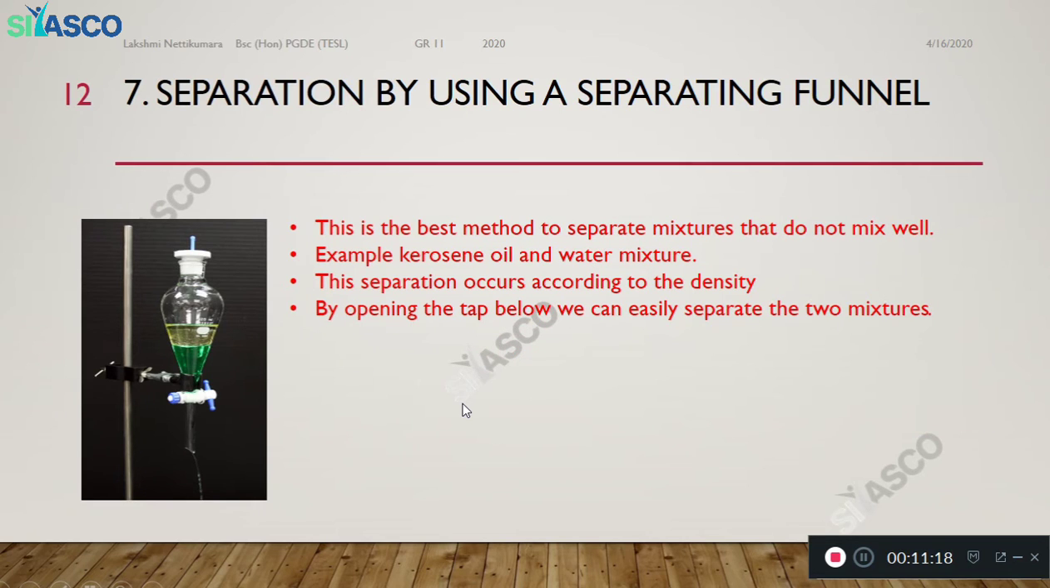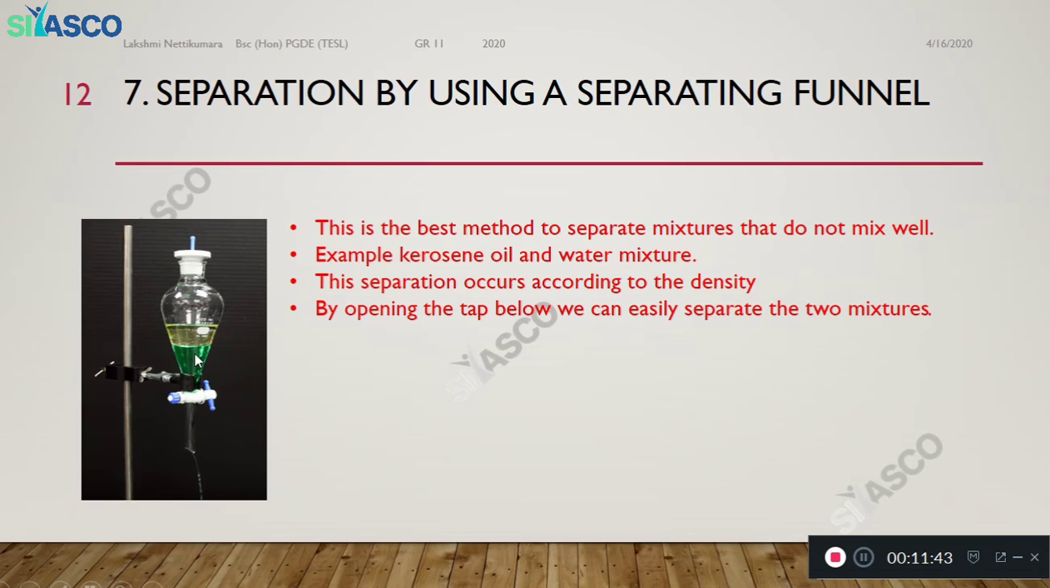Now we came to the seventh method, the separation by using a separating funnel. It is a very specific funnel. You can see the shape of the funnel here. At the bottom there is a tap. This is the best method to separate mixtures that do not mix well. Example, a kerosene oil and water mixture.